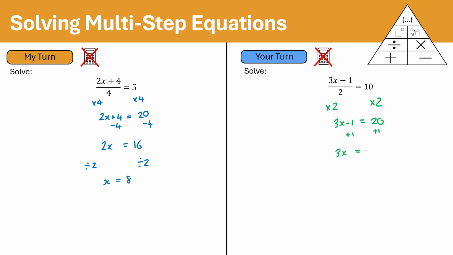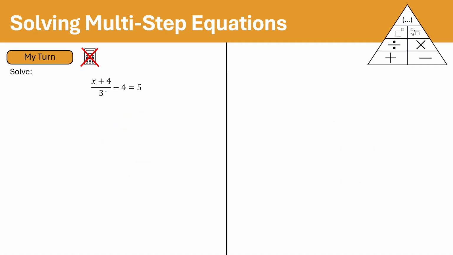That's going to give you 3x is equal to 21. Then divide both sides by 3. x is equal to 7. So this one's similar to the last one, but we've got one little extra bit involved. So I am dividing by 3. I'm also subtracting by 4.